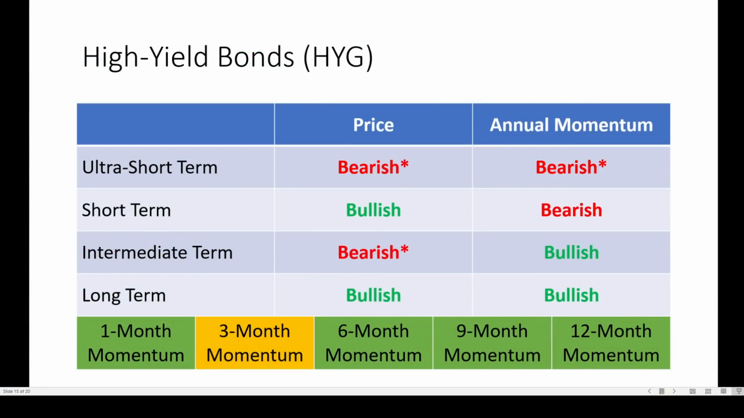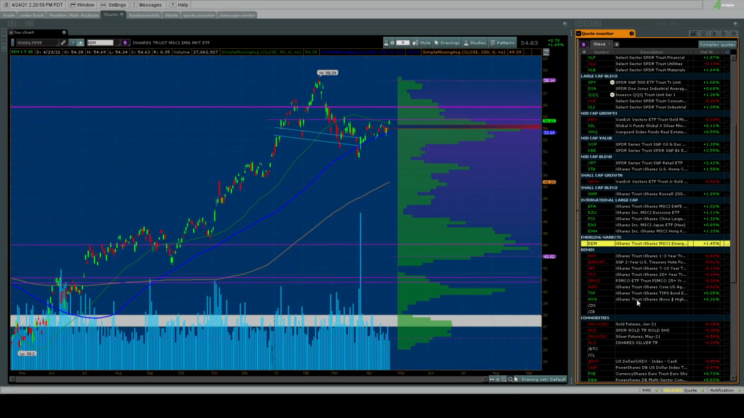The dollar's helping. We're going to look at the dollar. High yield bonds, changing the order. We used to do TLT first. Now we'll do HYG. We've got a little bit of a bearish picture on the ultra short term, not a big deal. Intermediate term on price, flip bearish. So we've got a kind of even mixed bag. 3-month momentum is negative and rising. I mean, no major red flags on HYG.